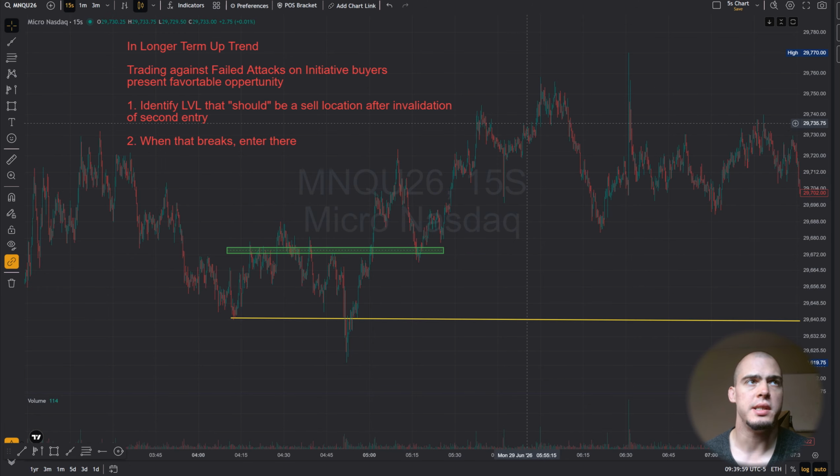So I wrote this out again just to keep your attention. In the longer term uptrend, trading against the failed attacks on initiative buyers presents a favorable opportunity. And I think I spelled opportunity wrong. Wait, no, I didn't. Identify LVN that should be a sell location after an invalidation of a second entry, and when that breaks, enter there.